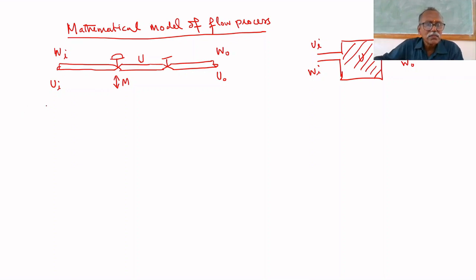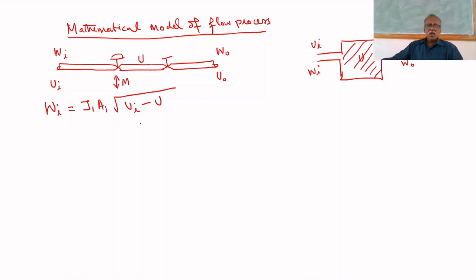We know that the inflow rate equals J1 A1 square root of Ui minus U, where Ui is the upstream pressure, U is the downstream pressure, and M is the valve opening. It is directly proportional to M, directly proportional to J1 A1 square root of Ui minus U. U is the downstream pressure.